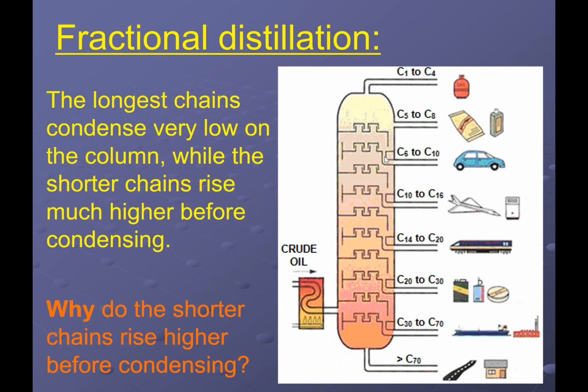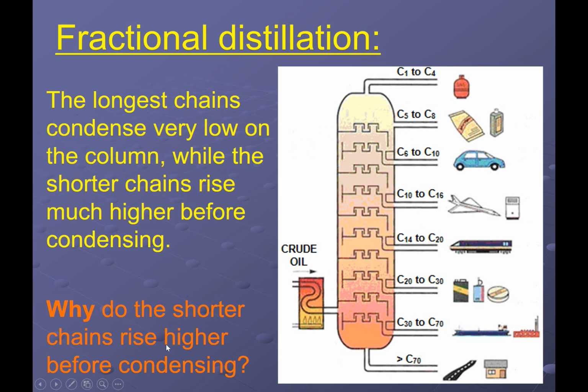So they're going to go over again. The longest chains here have a relatively high boiling point. So even though they're on a lower layer, it doesn't take much cooling, and they've already liquefied. While the shorter chains here with the lower boiling point, they manage to get much farther up, and they get condensed at a much higher layer.